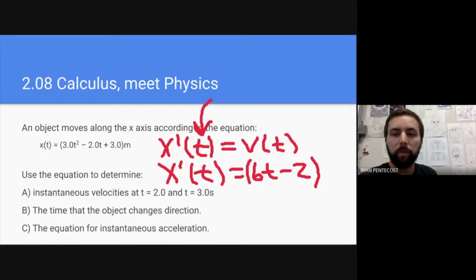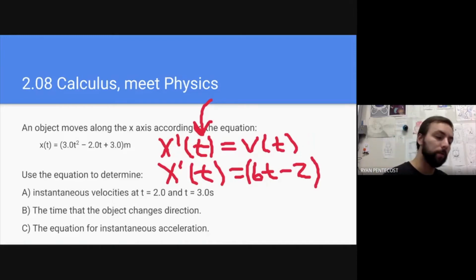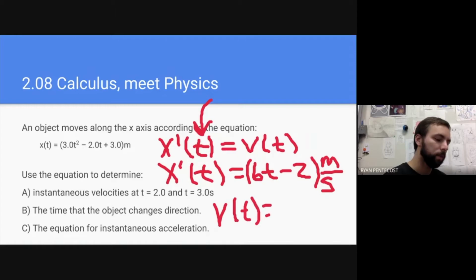Now, if you have more than one variable in a function, you can take the derivative with respect to one variable, and the other variables are not treated, and you don't take the derivative of their exponent and things like that. But we'll save that for another time. So we took the derivative with respect to time. So instead of meters being our new unit, it would be meters divided by the unit that we just took the derivative with respect to, which would be seconds. So your velocity function, v of t, is 6t minus 2 meters per second.